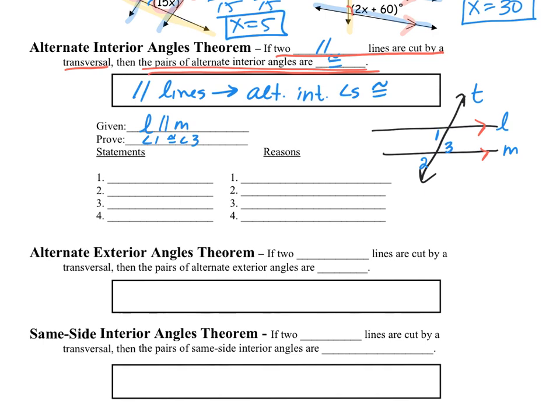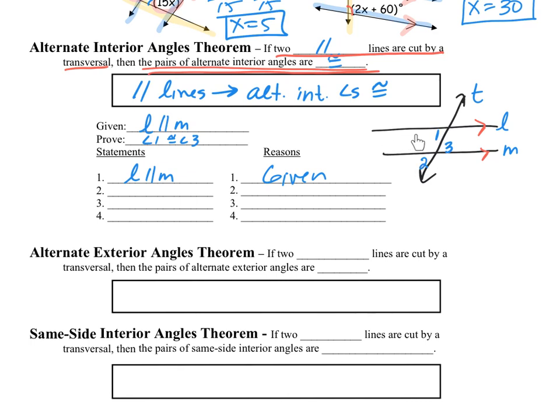All right. If you have no idea where to start, it's always a good idea to start with your given statement. So we're going to assume that L is parallel to M. Why is that true? Because we said so. That's what given means. That means we're going to assume that that's true, that L is parallel to M.